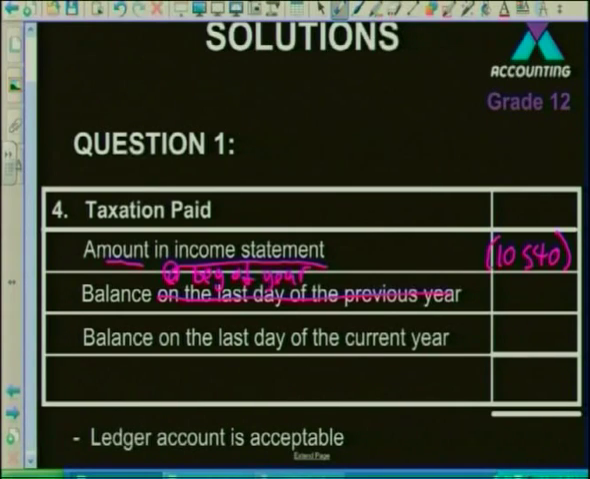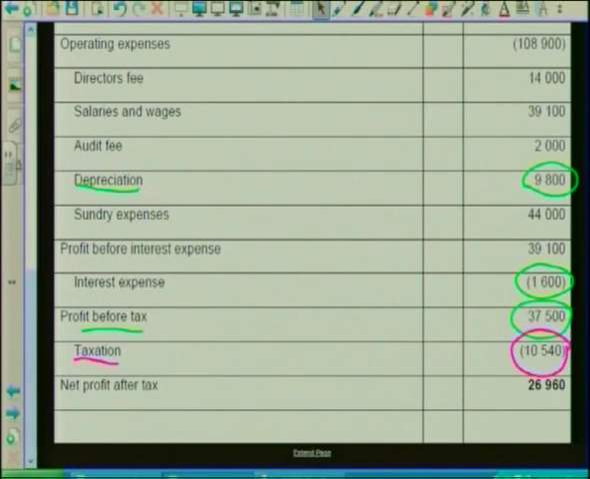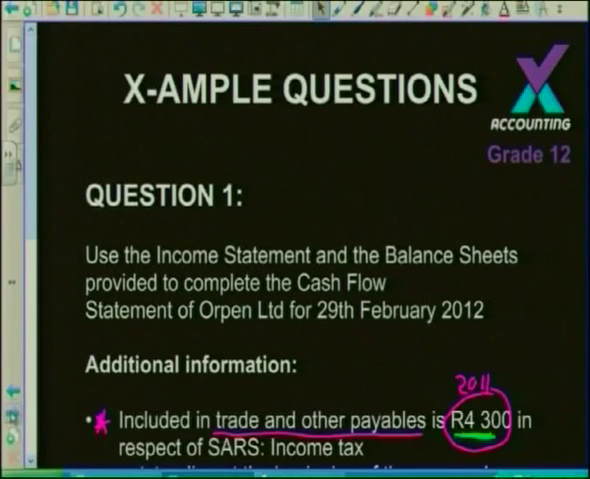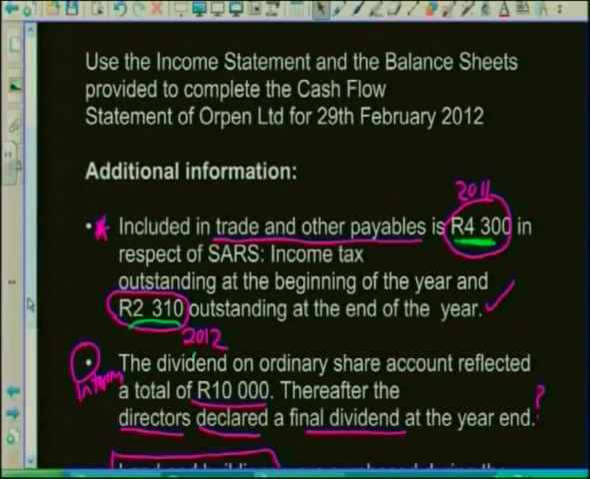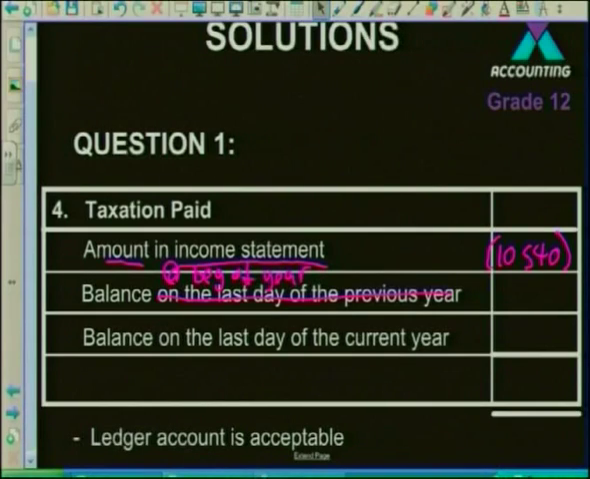Okay, so let's now go to the balance at the beginning of the year. In other words, at the beginning of the financial year 2011, was the company owing the receiver any money? Now remember, we came across this when we were looking at additional information. So let's now go back to that additional information in our question paper, or the question itself. Additional information, there we go. So included in trade and other payables is 4,300 in respect of SARS income tax. So at the beginning of the year, we were owing SARS 4,300. So let's take that amount to our answer sheet. At the beginning of the year, 4,300 was the amount we were owing to SARS.